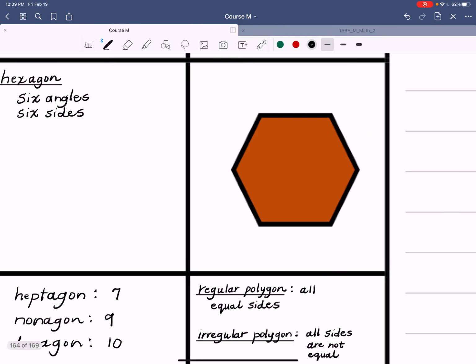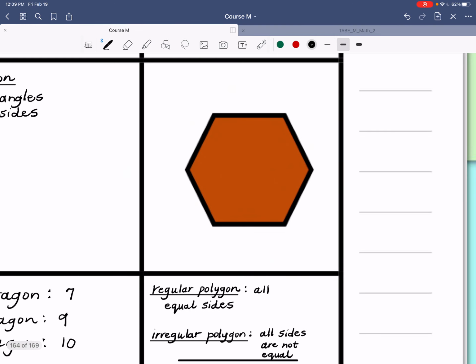The hexagon. Suppose they give me a hexagon that has these markings on it. Is it regular? Yes. This is called a regular hexagon.